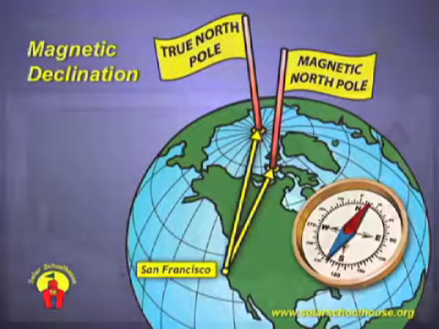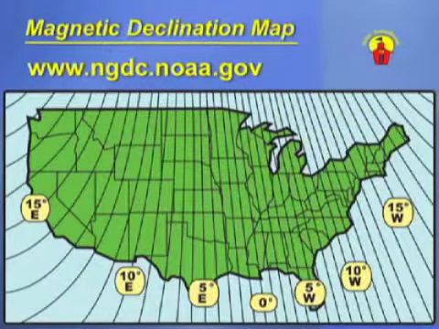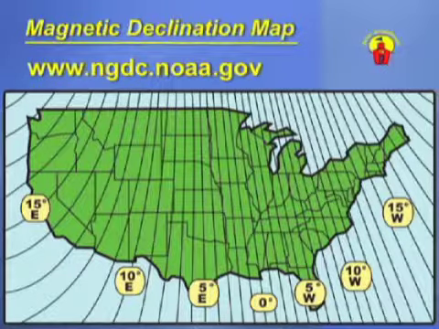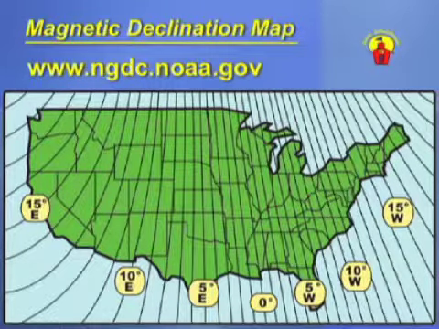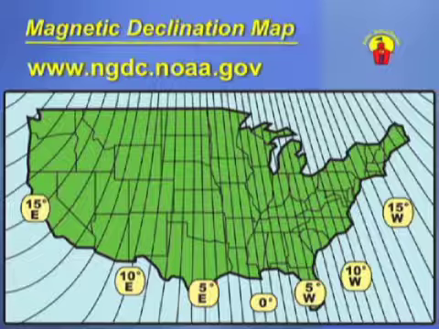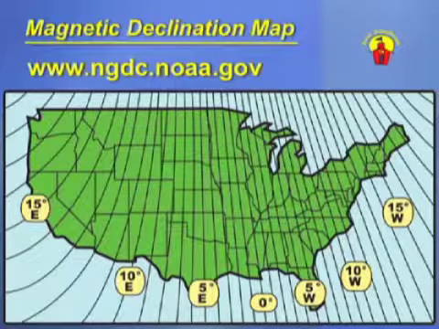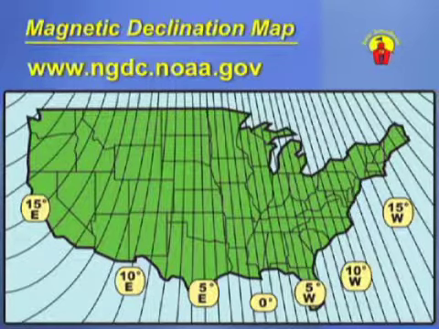The United States government has magnetic declination maps available online on the National Oceanic and Atmospheric Administration web address shown here. These maps are updated regularly because the position of the magnetic North Pole is slowly moving.